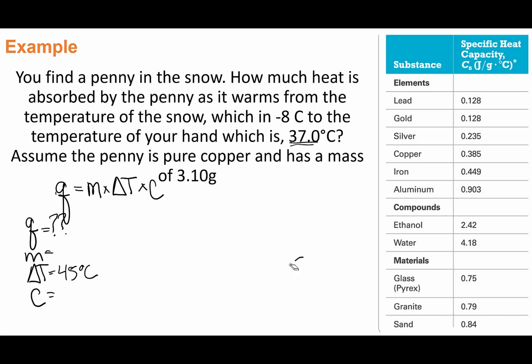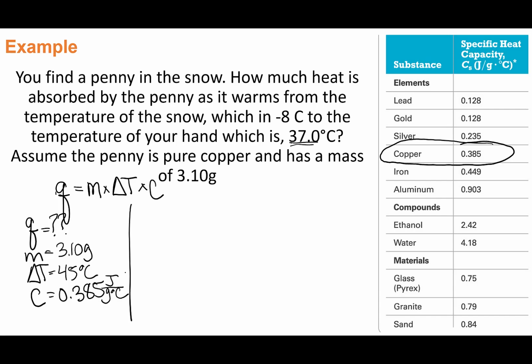Here, we're going to assume that the penny is pure copper. Well, by assuming that it's pure copper, that's going to give us our specific heat. So if the penny is pure copper, we know the specific heat for copper is 0.385, and then remember our units are joules, grams, degrees Celsius. And then lastly, it has a mass of 3.10 grams. Okay. So it immediately jumps off the page that heat is what we are solving for. Once you take care of all the other variables in the problem, Q is the only thing that's left.